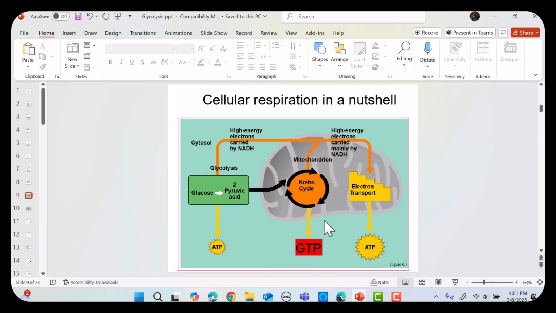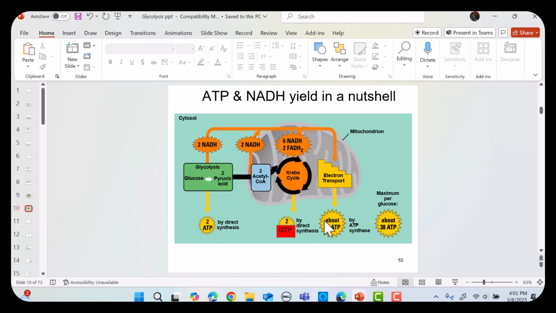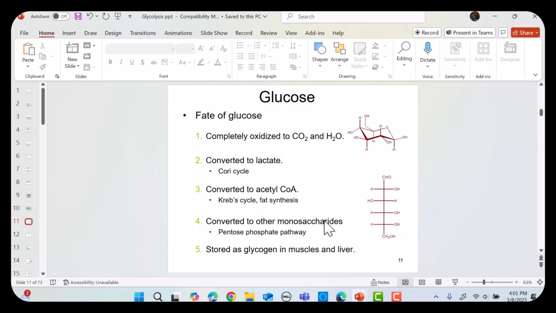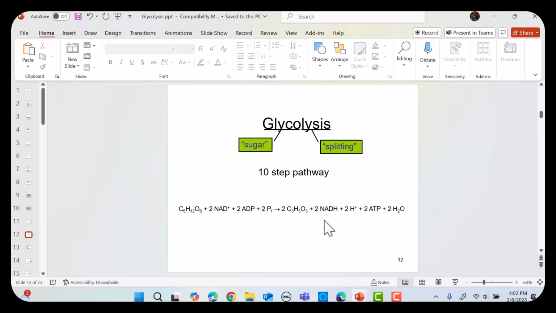Okay, so a couple diagrams. We'll come back and talk about that. We talked about it with the big picture already. Okay, where the glucose is going, we'll talk about that too. Okay, so glycolysis is splitting the sugar. It's a 10-step pathway. Who cares how many? You kind of care, you kind of don't. So a couple things with that.